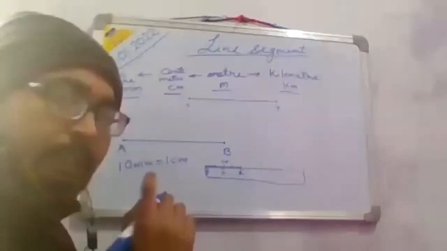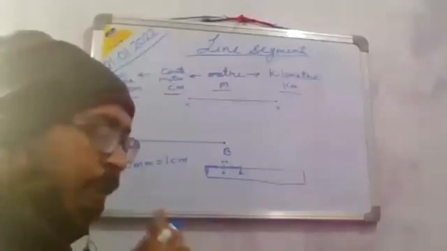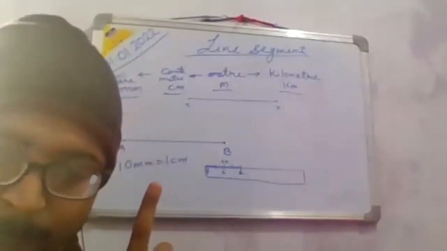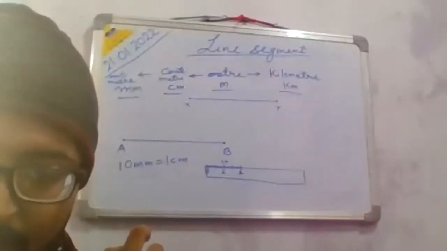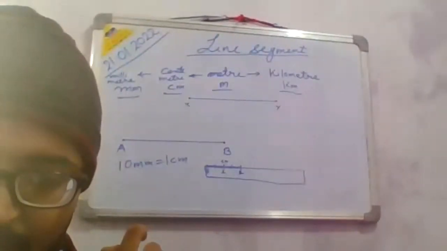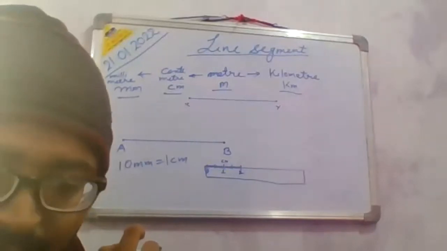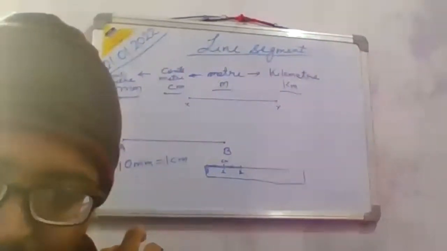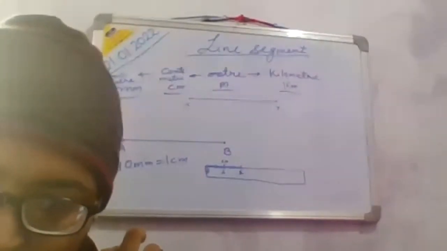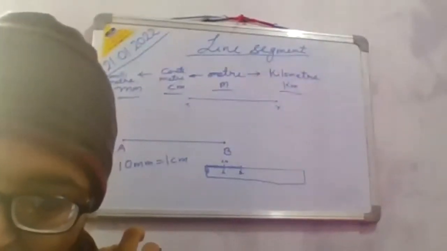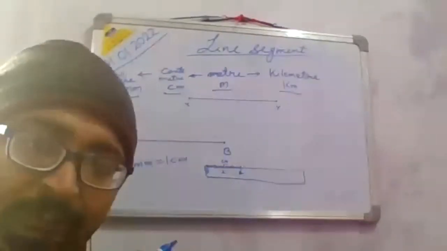Okay, so here try to understand. In your scale, 10 millimeter is equal to 1 centimeter. Who is it? 10 millimeter is equal to 1 centimeter. Jigyan? Oh, no, it is Dev Sandilya. Dev Sandilya?